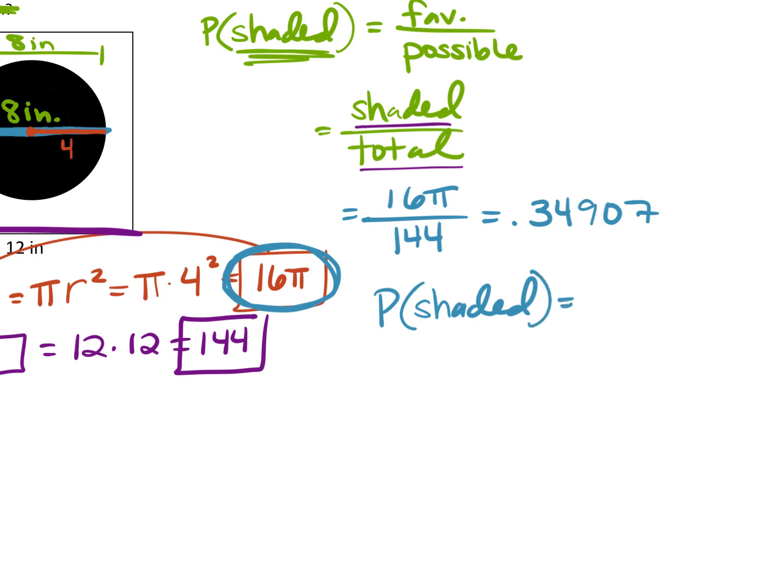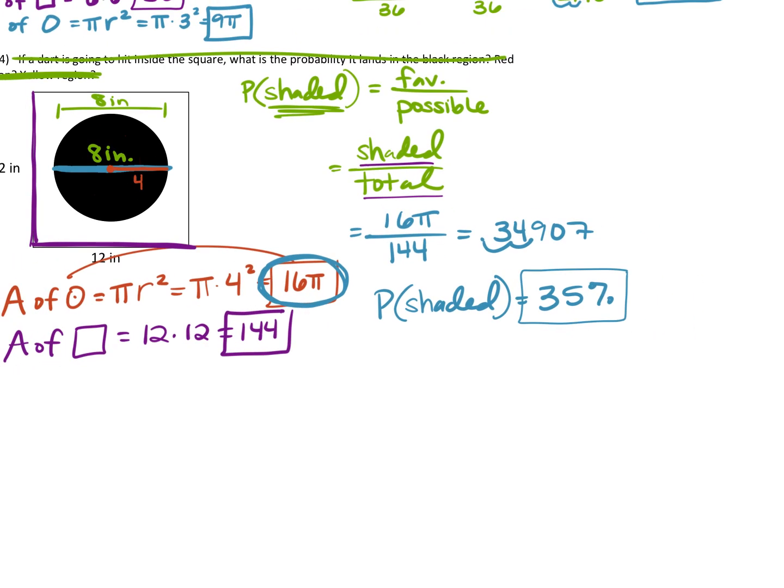If you move this over, right? 34.9, we'll call it 35. So you have about a 35% chance that you throw a dart and you hit the circle. Hit the shaded. Okay? Questions on that?